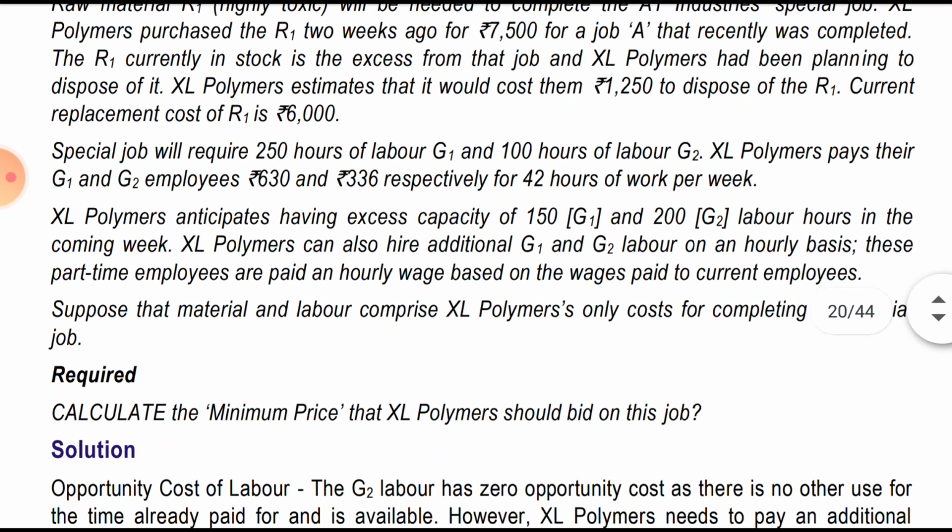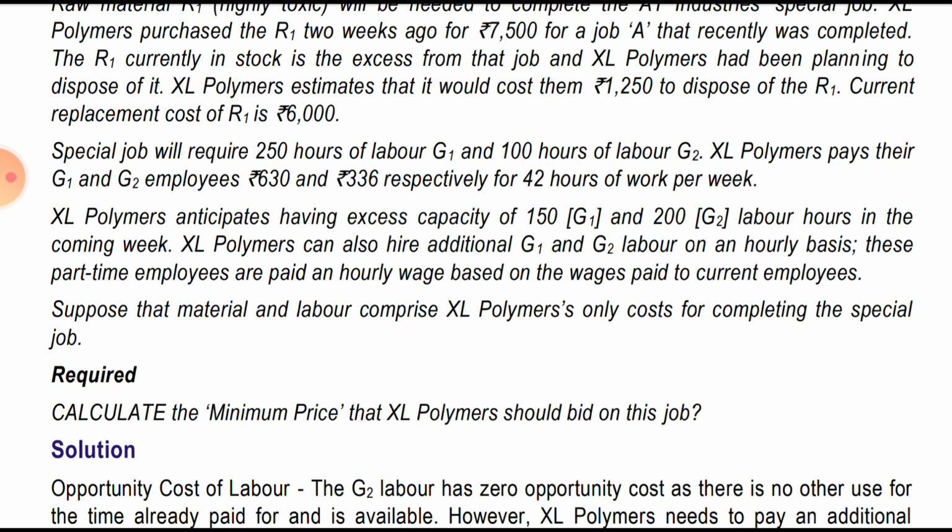And how much will be the cost in labor? There are two labors required, G1 and G2. G2 is in excess, we have G2 in excess. Excess hours were available, so there won't be any cost for that. But for G1 there will be a cost for 100 hours, that is 100 hours into 630 divided by 42. 630 divided by 42 is a per hour cost of 15, into 100 hours, that is 1,500. So we will have to incur 1,500 cost for labor G1, and there will be a saving of 1,250. So the net cost will be 1,500 minus 1,250, that is 250.